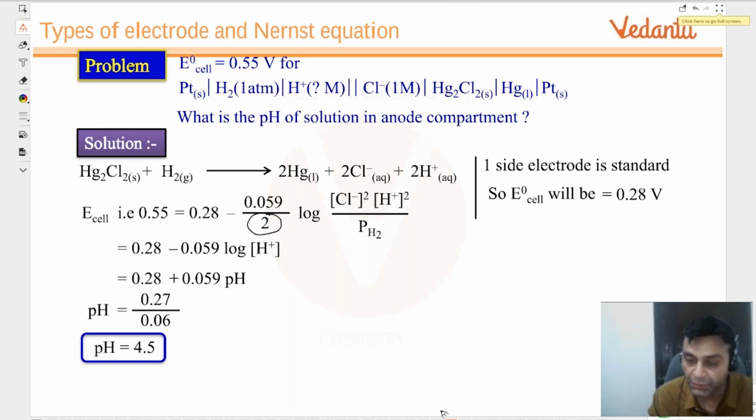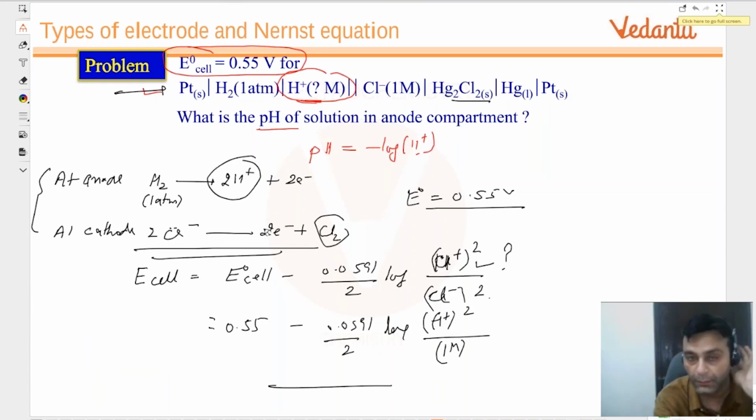Okay, previous page. Okay. Here I have written something wrong here. If this substance is undergoing oxidation, then this substance must undergo reduction here. It should be written opposite.